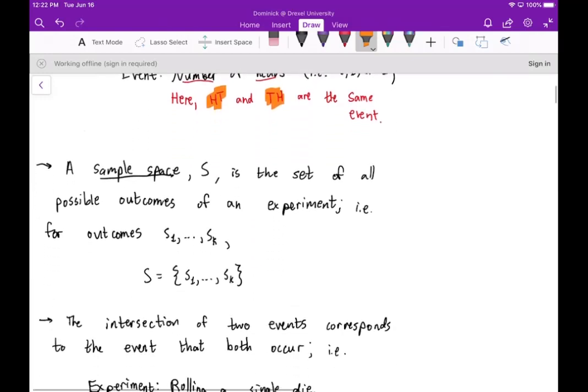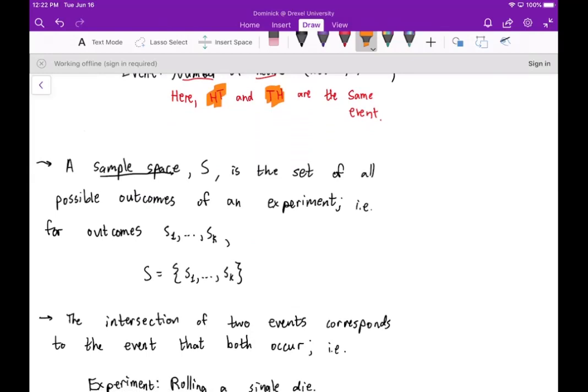Now, a sample space, which we'll call a capital S here, is the set of all possible outcomes of an experiment. So if you have outcomes S1 through SK, then we say that our sample space is just the set of those S1 through SK.